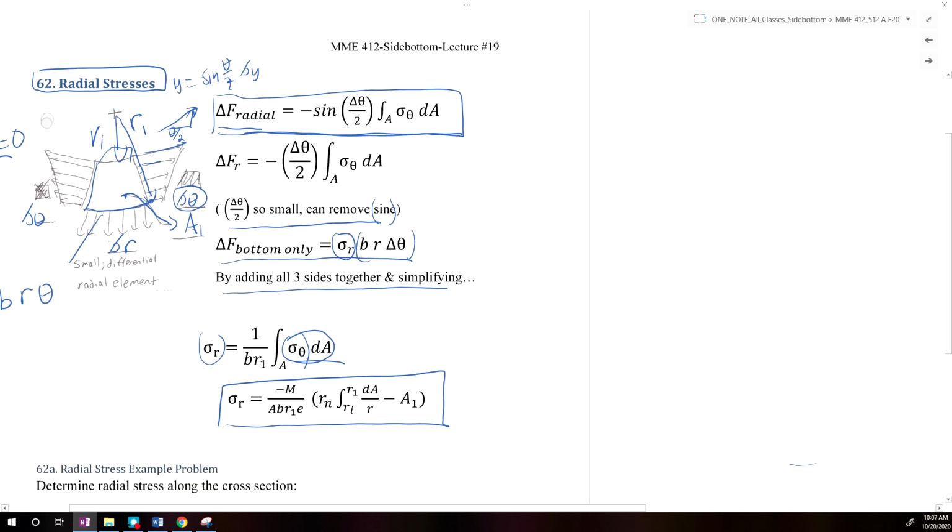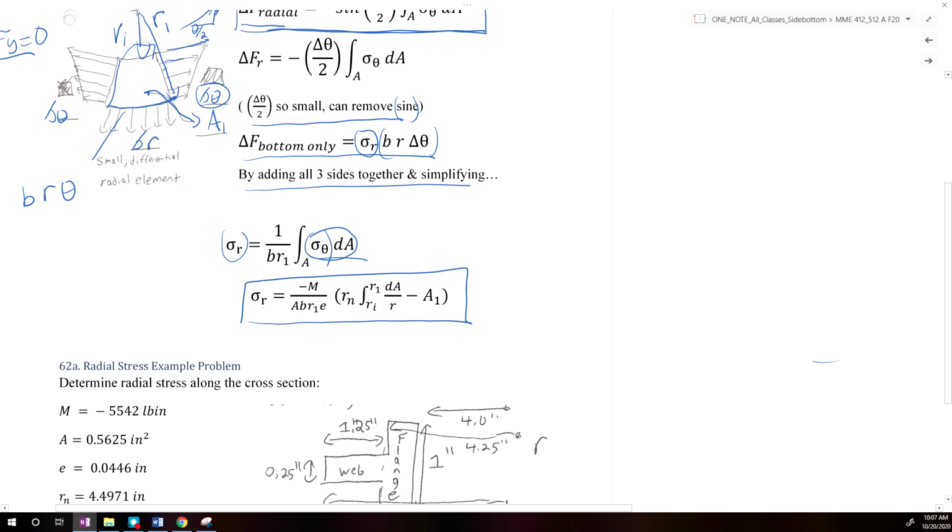So R1 is just at the point of interest that we're interested in solving for. So that's the stress at the point that we're solving for. And A1 is just the area up to the point of interest. So it's from the inner radius to the point of interest, R1.